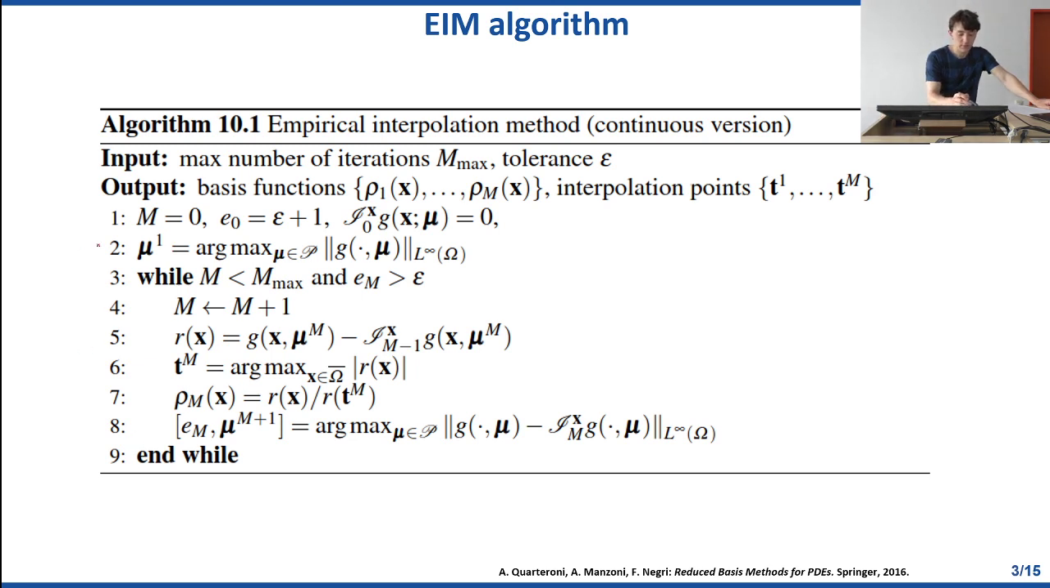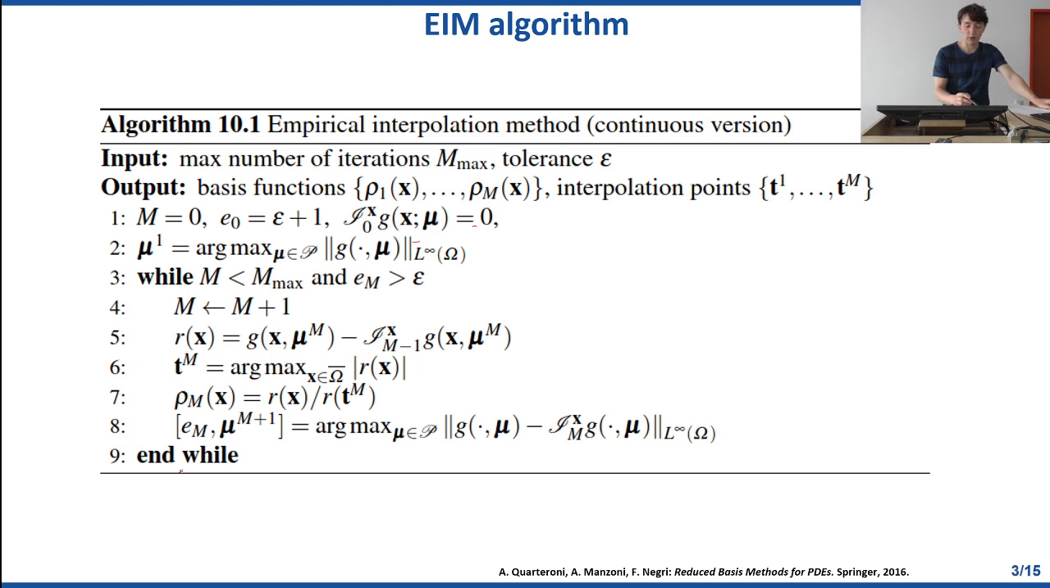And the algorithm then is as follows. First we initialize, we set m to 0, we have some e naught that's going to be larger than our error tolerance to make sure that we don't break our algorithm in the first step. And in the first step, the interpolation of our function g, which in my notation was the f, is going to be set to 0. And the parameter point mu, where we will add our first basis, is going to be the parameter point where our approximation for G, well right now we don't have any approximation, so it's just going to be G itself, is going to be maximum.